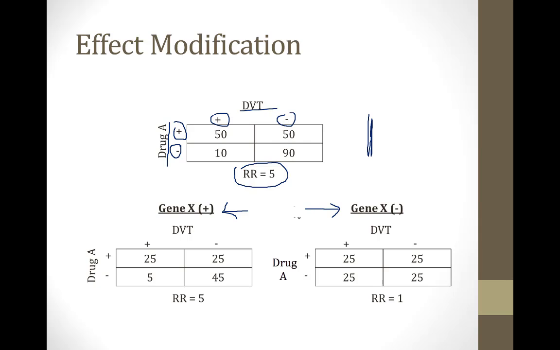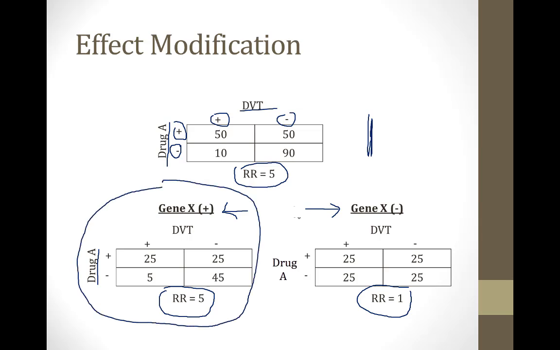Among the gene X positive patients, the results come out such that the relative risk persists. There is a relative risk of 5 for DVT in patients exposed to drug A who are gene X positive. But in the gene X negative patients, the results come out such that there is no increased risk. The relative risk is 1. So by stratifying the trial results into gene X positive and negative patients, we have found a result only in one group, the gene X positive group. This means that gene X is an effect modifier of drug A on DVT.